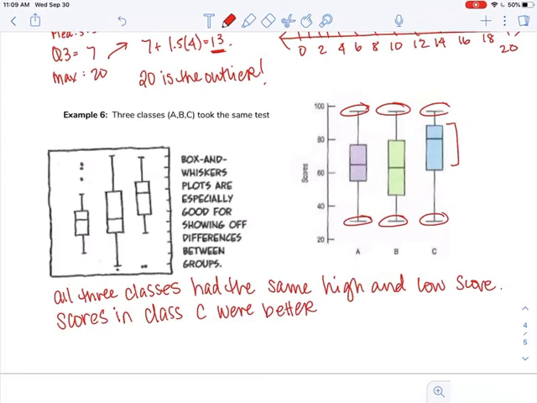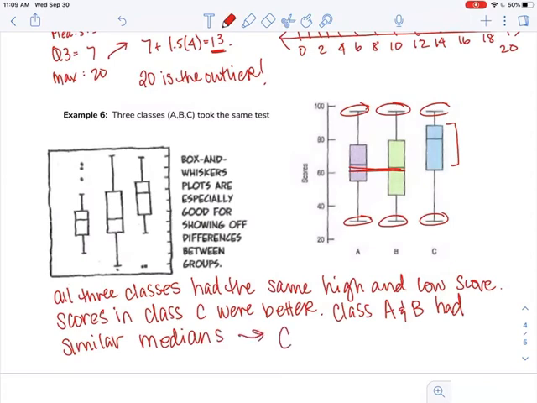And we know that class A and B, their medians were pretty close. However, C was still higher. Alrighty.